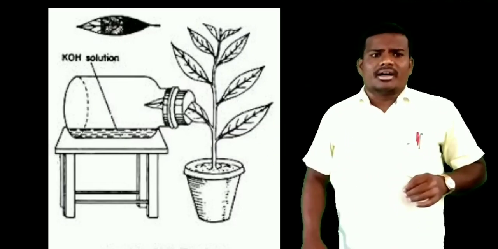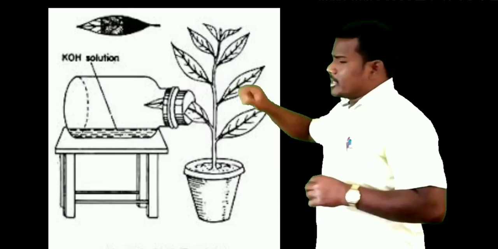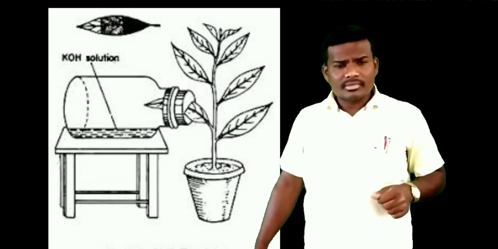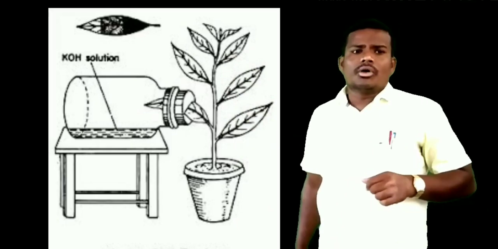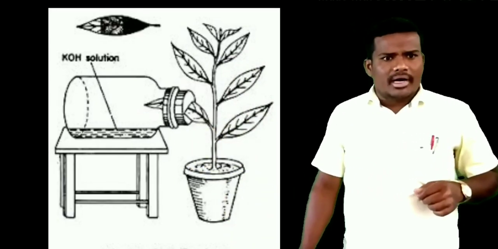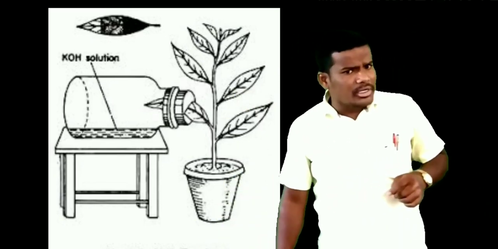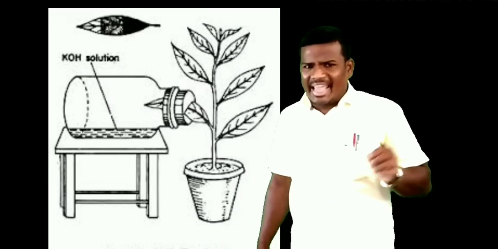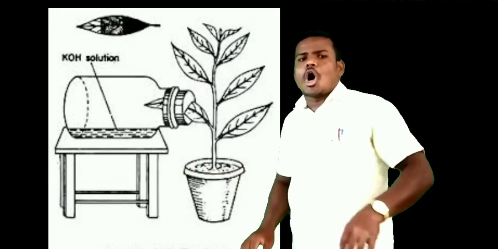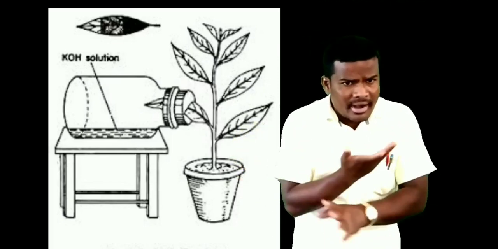Without touching that KOH solution in that bottle. Next point: after arranging this, take out this experiment and keep it in sunlight for a few hours. Why? Because, children, what is the nature of KOH solution? KOH solution absorbs carbon dioxide in that bottle. So it means there is no carbon dioxide.